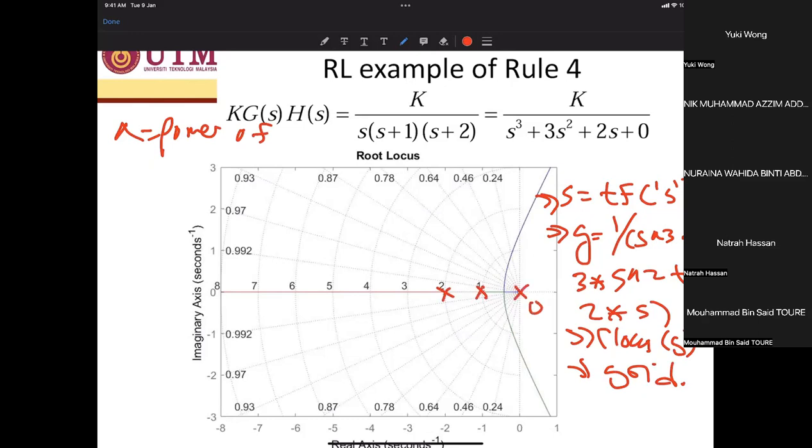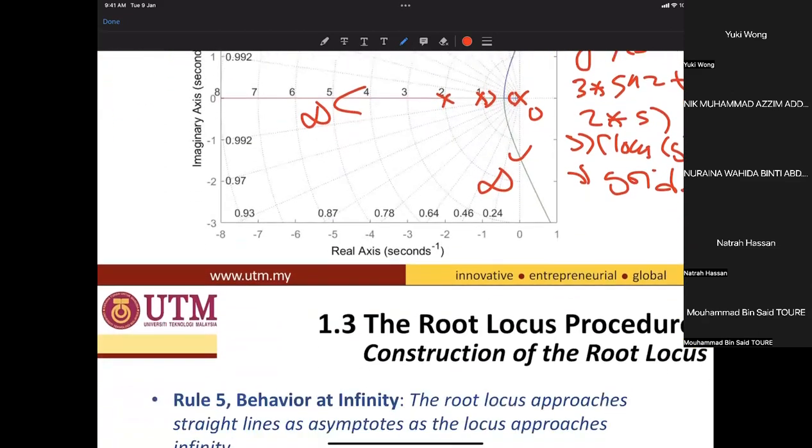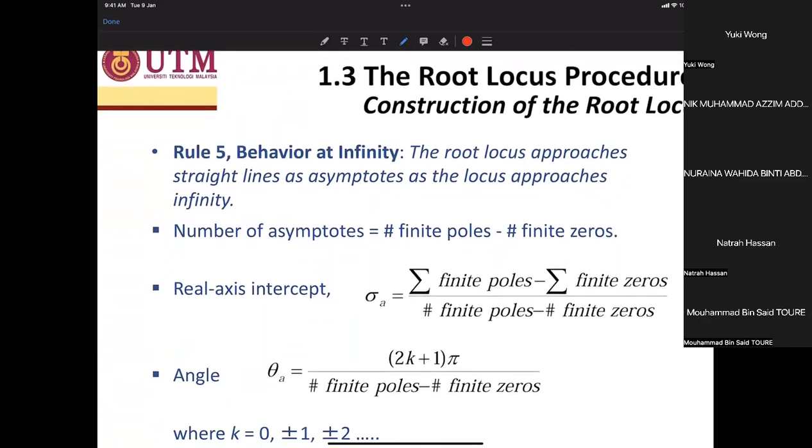So it starts from poles, breakaway here, goes to -infinity, positive infinity, and this one has no friend. Look to the left, and it goes to the left at minus infinity. So the root locus approaches a straight line as asymptote as the locus approaches infinity. So asymptotes are the guide, a guidance for the root locus to move from the poles to the zeros.